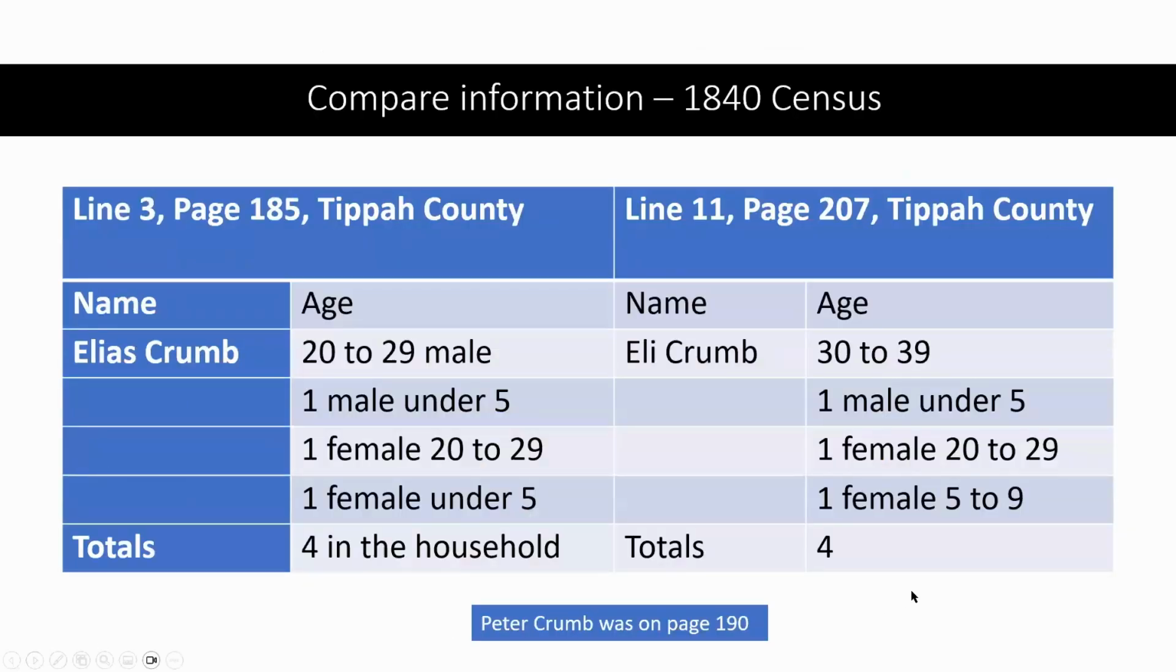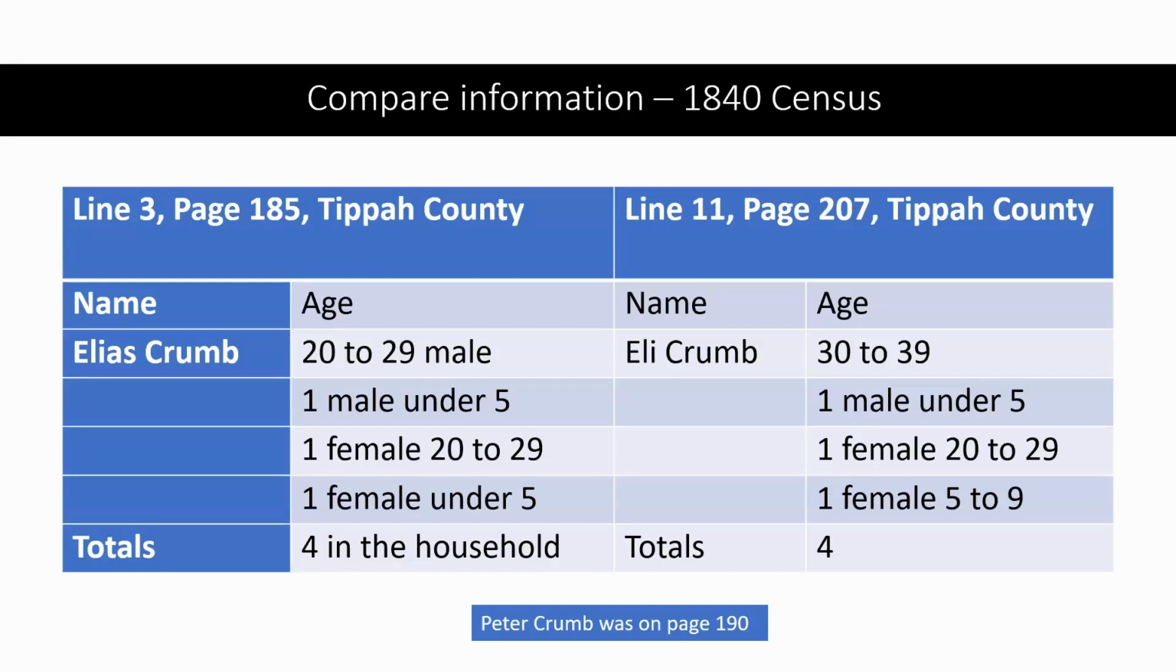When I look at the 1840 census, there is an Elias Crum, spelled with a B, who is 20 to 29. He has a male under 5, a female 20 to 29, a female under 5, and there are 4 in his household. On line 11 in page 207, there's an Eli Crum, also spelled with a B. He's 30 to 39.